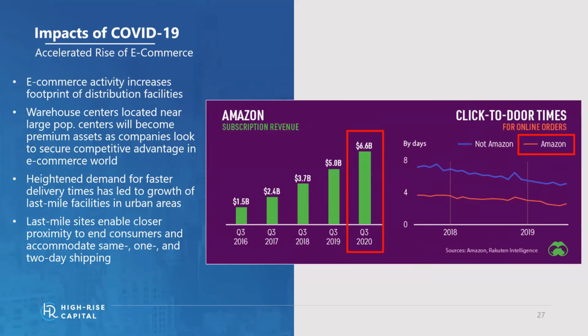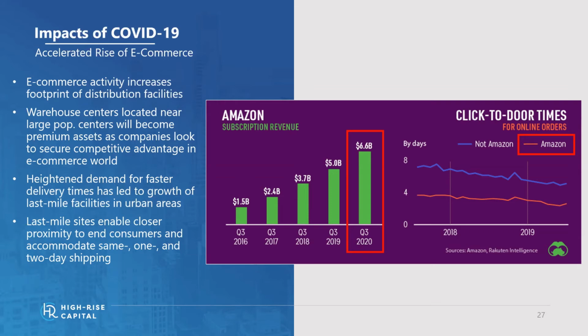So e-commerce activity increases the footprint of distribution facilities. Warehouse centers are typically located near large population centers, and these will become premium assets as companies look to secure competitive advantage in the e-commerce world. The heightened demand for faster delivery times has led to the growth of last mile facilities in urban areas. And as these last mile sites enable closer proximity to end consumers, they can accommodate same day, one or two day shipping.